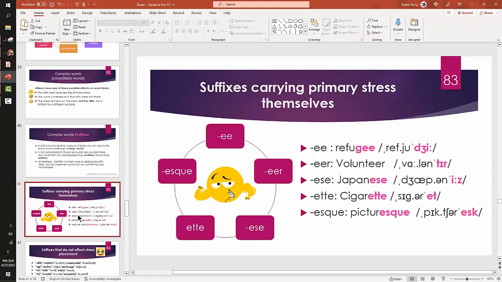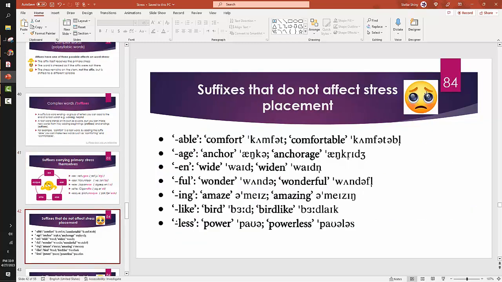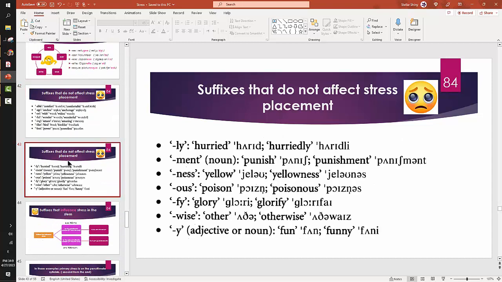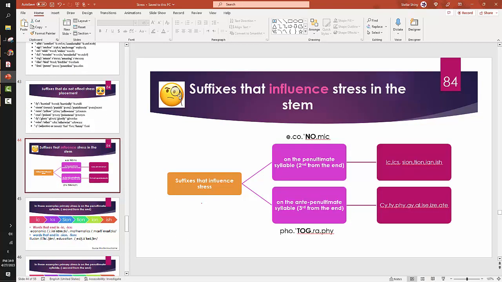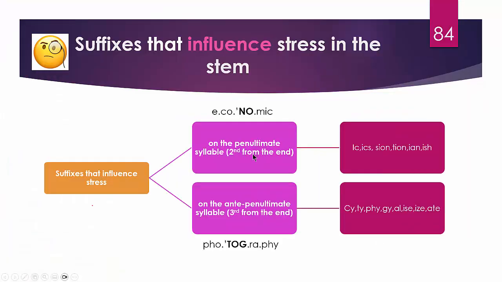So, we talked about the strong bad boys, that they carry the primary stress and they steal the spotlight. There are 5, don't forget about them. Then we talked about the poor guys, that they are invisible, suffixes that do not affect stress placement. Okay, there are 16. Then we have the intelligent ones, that change or shift the primary stress from one syllable to another. We have suffixes that influence stress in the stem. We have 2 types. We have the penultimate syllable. What is penultimate? It is the second from the end.